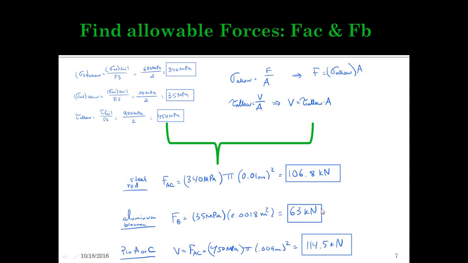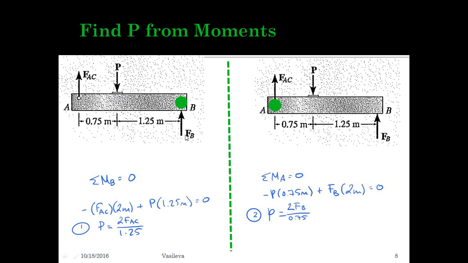So we have just found the values of the forces in our diagram, and these are allowable forces. So these are forces at which our structure will not fail. Once we have our allowable forces, we want to find a relationship between allowable forces and P so that we can find P allowable. I get these relationships by taking the moment.